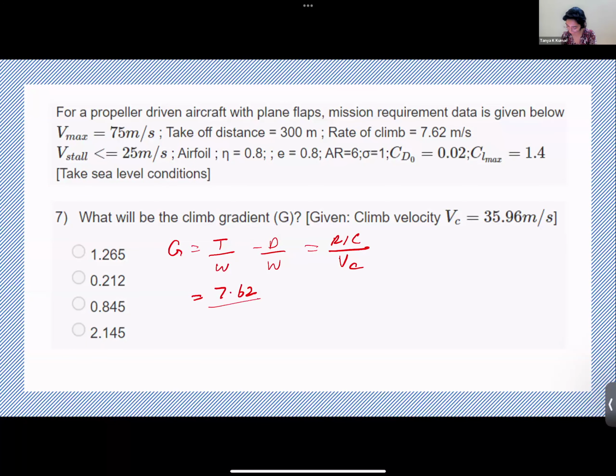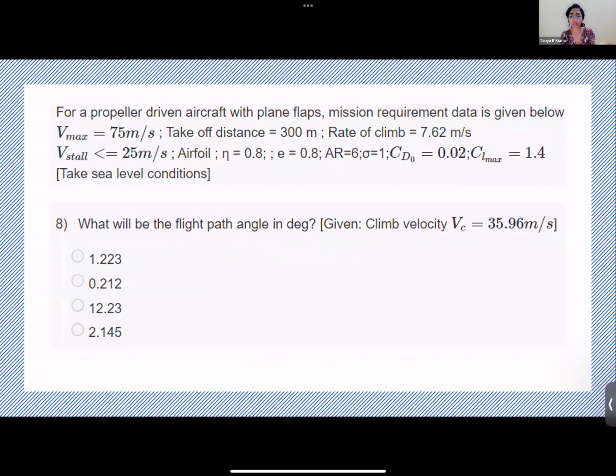By velocity of climb is directly given here. I hope you are following what I'm saying. 35.96. The value is 0.212. You're right, option B. Okay, next is what will be the flight path angle? Now you have the rate of climb, you have velocity of climb. What is the flight path angle? Formula is very simple, right? So sine gamma is the rate of climb by velocity of climb. So what is gamma?